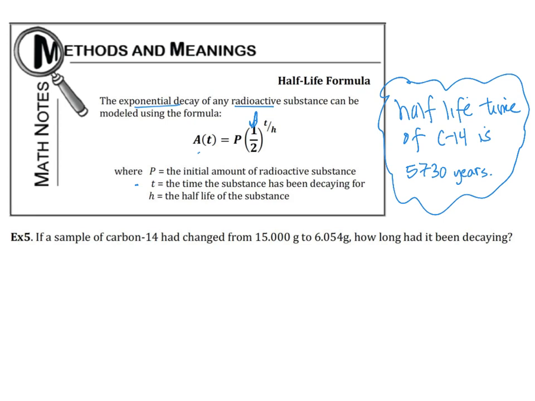These formulas will be given to you on the assessment, but we won't tell you what the letters stand for. So read through this question. It says if a sample of carbon-14 had changed from 15 grams to 6.054 grams, how long had it been decaying? So what is that asking? Just have a pause for a moment. Identify for yourself, what is 15 representing, what is 6.054 representing, and what is the question asking for? Which variable is the question asking for?